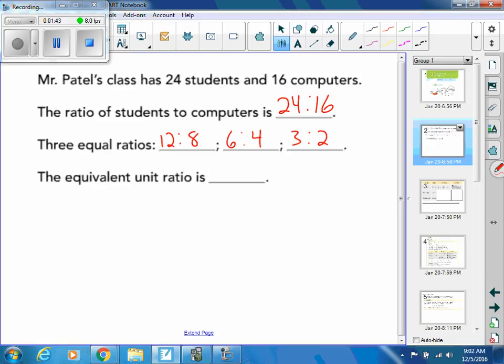Now the equivalent unit ratio: the thing about a unit ratio is it always has a 1 for the second number, or if you write it as a fraction, it has a 1 on the bottom. Okay, so I know that my second number is going to be 1. Now, the way I get this is I could take any one of these, but I'm just going to take our original one, 24 divided by 16.